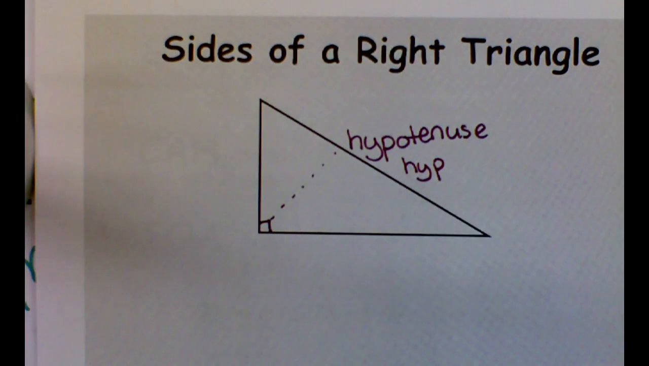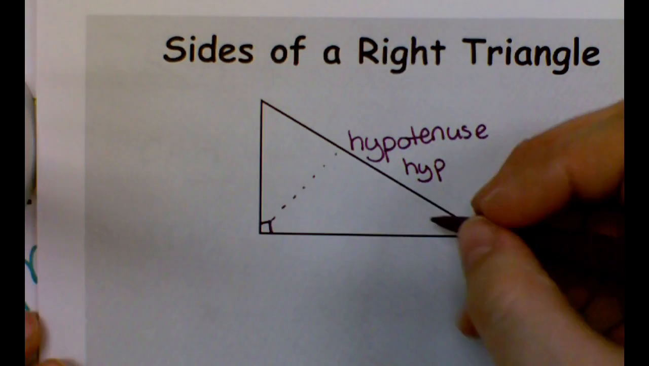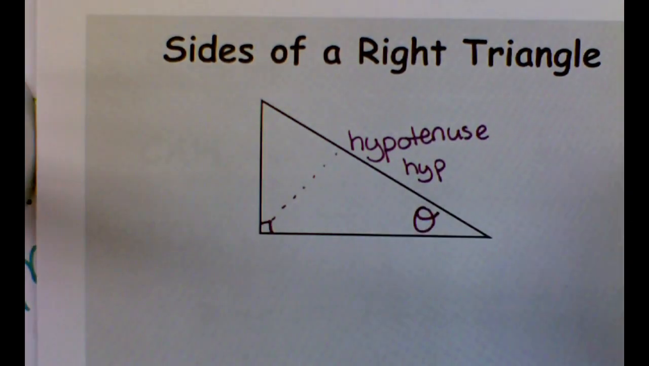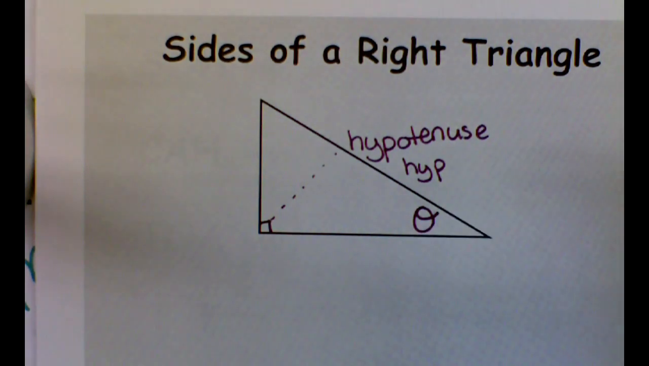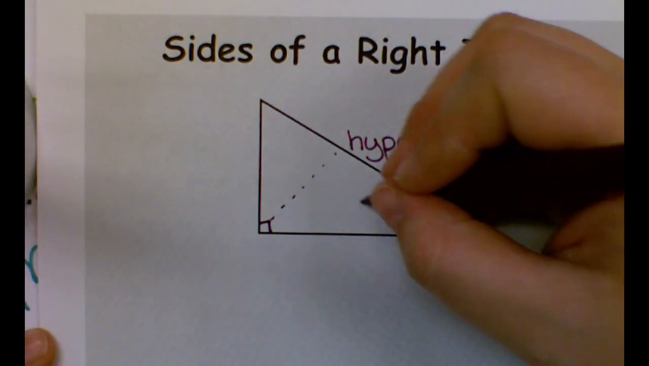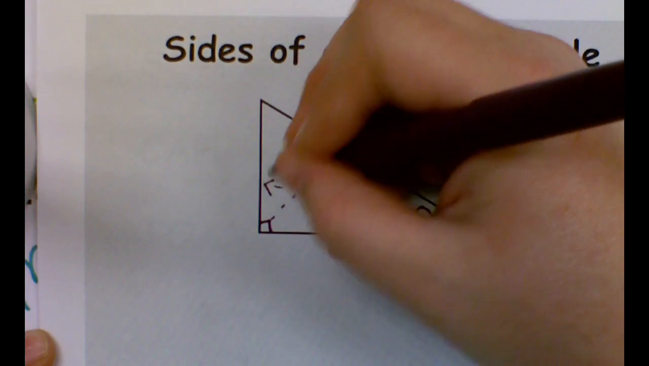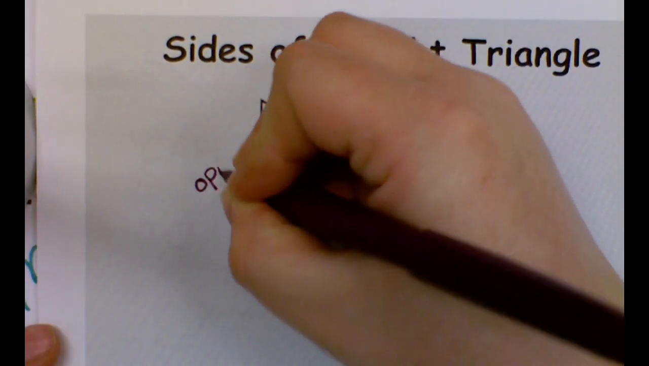All right. Then it's going to depend on which angle we're talking about. So let's say I'm talking about this one. This symbol right here is theta. It's like a 0 with an extra little loop. Across from the angle that I'm talking about, we call the opposite side.